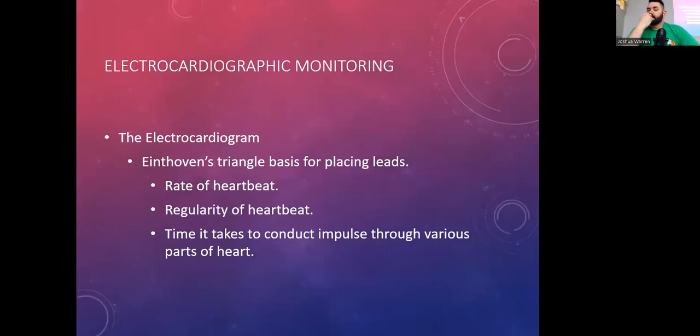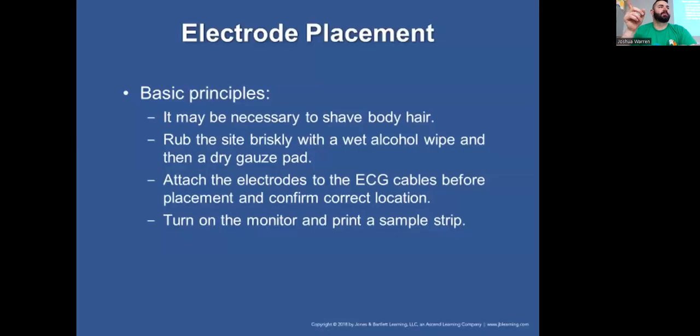So yet again, what can the 3 lead tell me? The rate of the heartbeat, that matters. Regularity. How about the time it takes the impulse to travel through various portions of the heart? I'll give an example. When we talk about the PR interval, the P wave representing atrial depolarization, and that impulse traveling from the atria to the ventricles, that is the PR interval. How long it takes from the P wave to get to the QRS complex.